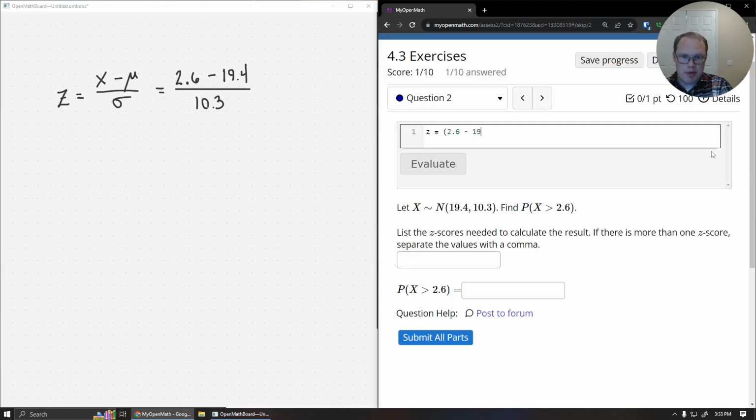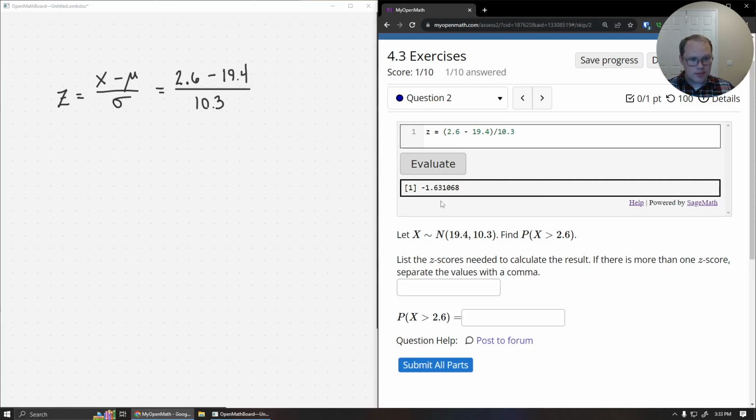Notice I'm careful to put my numerator in parentheses. I want that whole numerator to be divided by 10.3. Without those parentheses, I would not get the same thing. In that case, because of order of operations, only the 19.4 gets divided by 10.3. Only after the division do I take 2.6 minus that. That's not what I want. I want all of this, the 2.6 minus 19.4, all of that divided by 10.3. So watch those parentheses.